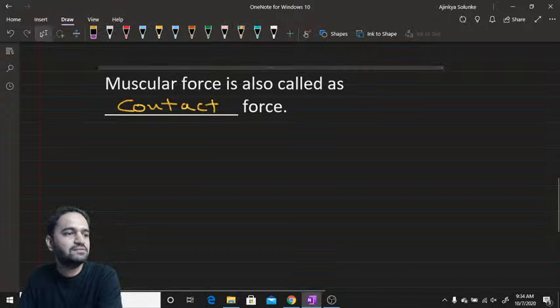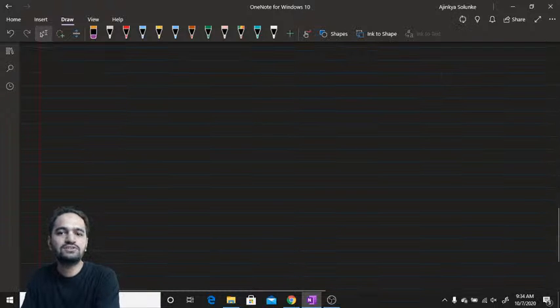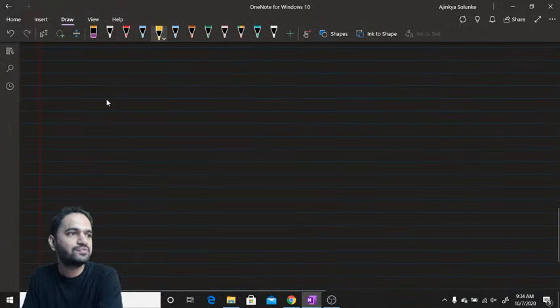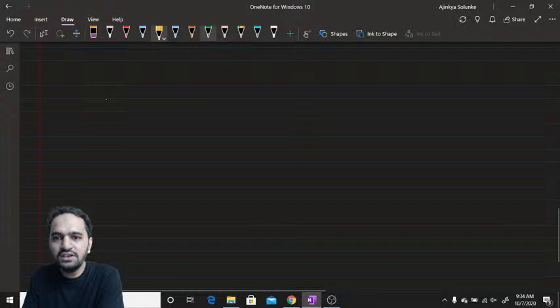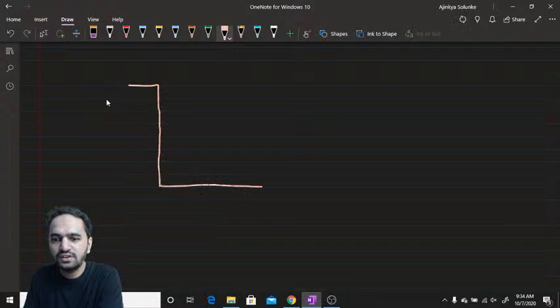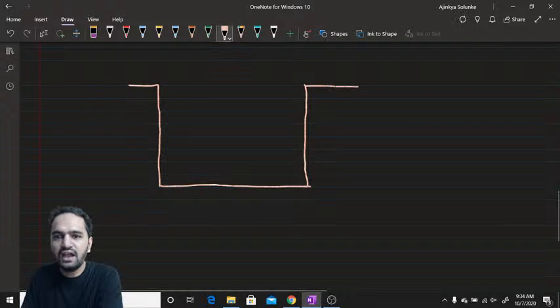Now can we do one thing? We will go for some practical based question, right? Okay, so let me draw a figure. I will ask you a practical based question. Consider that this is a container, and it is filled with water.